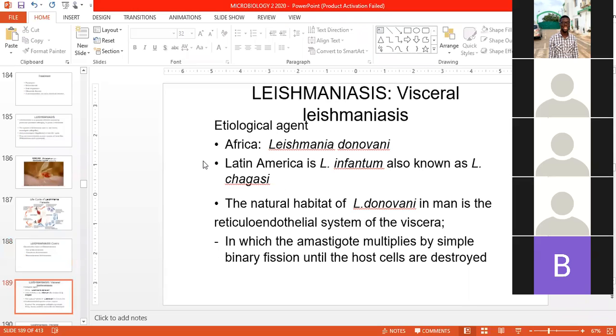I love leishmaniasis. I don't know why. In addition to rotavirus. You know, leishmaniasis is one of the tropical diseases that people have forgotten about, but they exist.